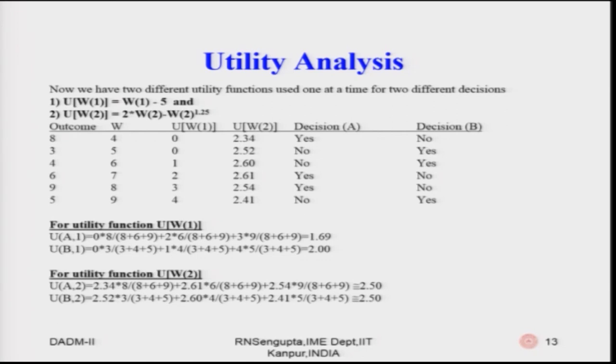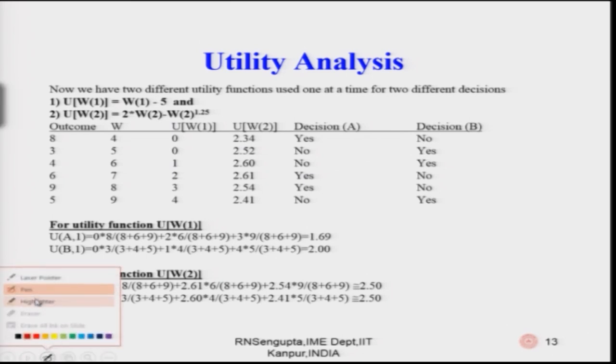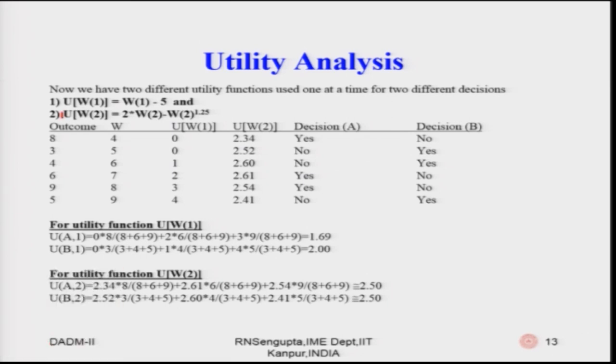Now we have two different utility functions used one at a time for two different decisions being made, and they are like this. Again, I will highlight the first one was yellow, so I will use the same coloring scheme.